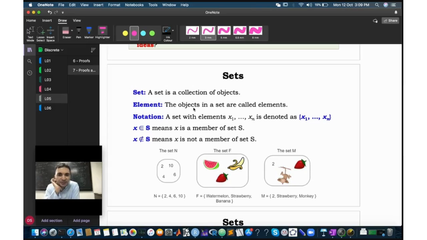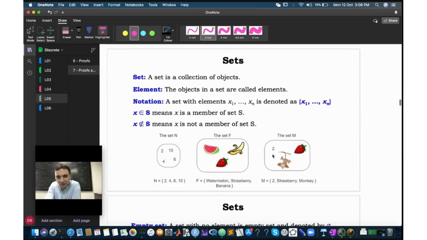This is the notation: we write braces, these curly braces, for the set. We write that x is in the set. This is the in symbol, when x is an element in the set. We cross this symbol to write that x is not a member of the set. Okay? So it's, for example, a set which has an element 2, an element monkey, and an element strawberry.